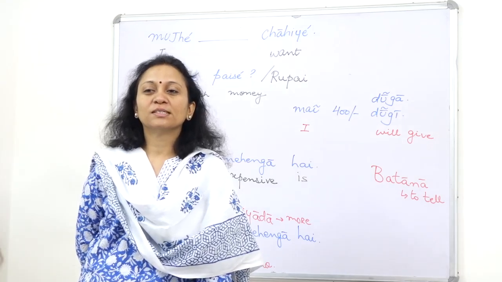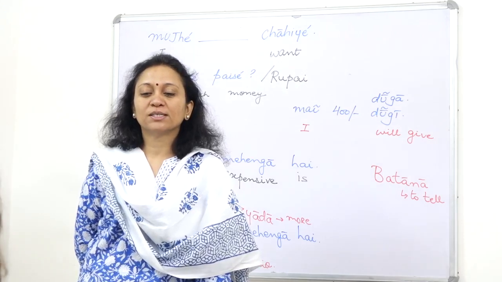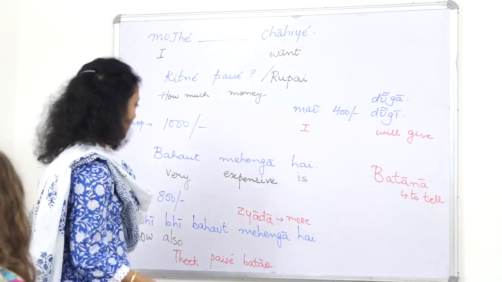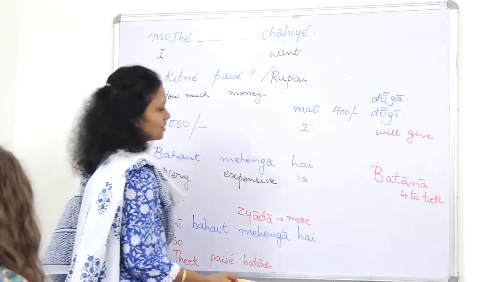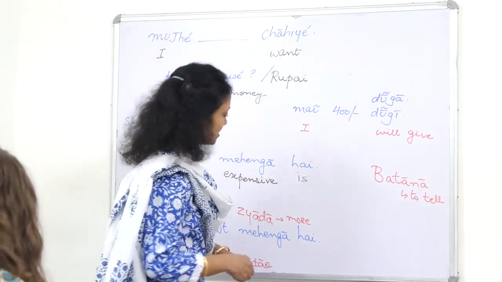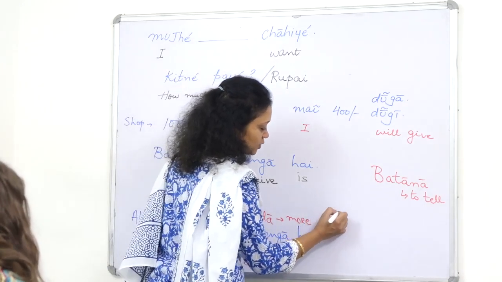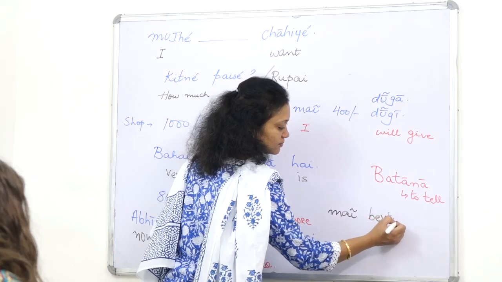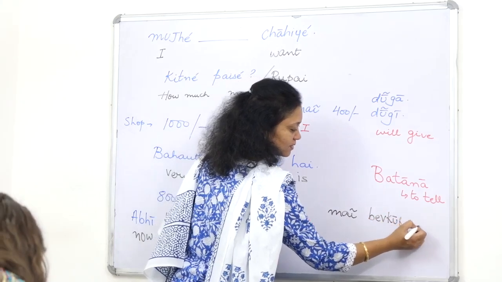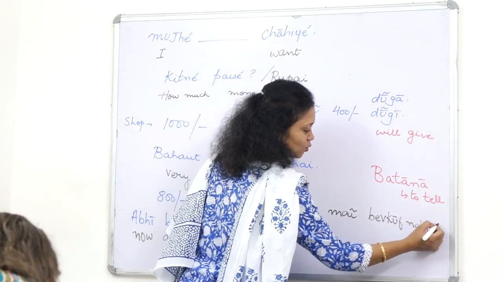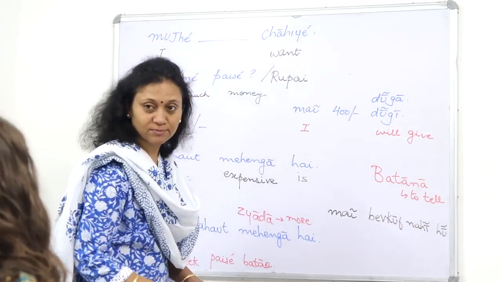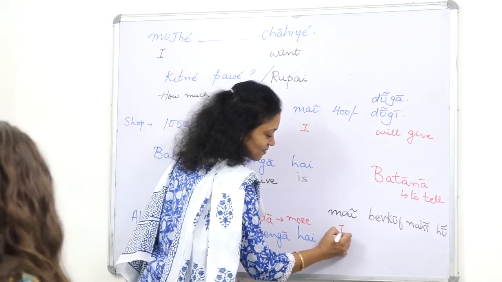बेवकूफ. Yeah, बेवकूफ. I think I misspelled it in my book. B-E-V-A-K-U-F. So you say मैं बेवकूफ नहीं हूँ, which is like, I'm not stupid.